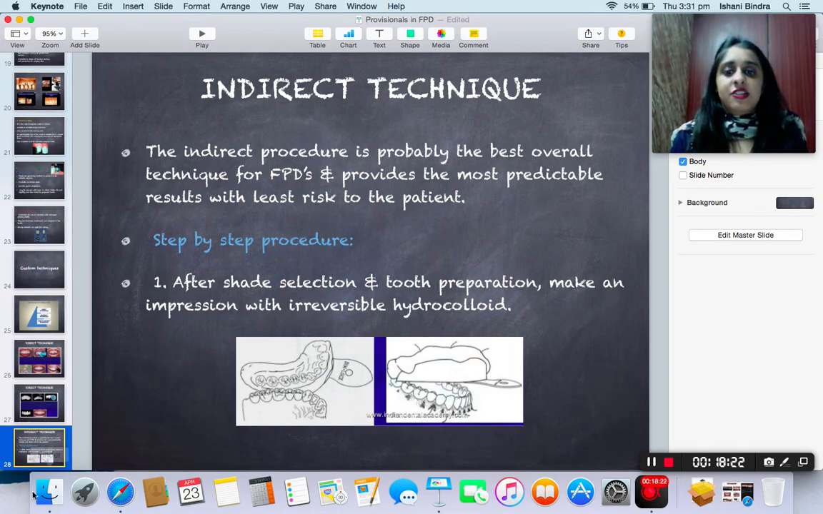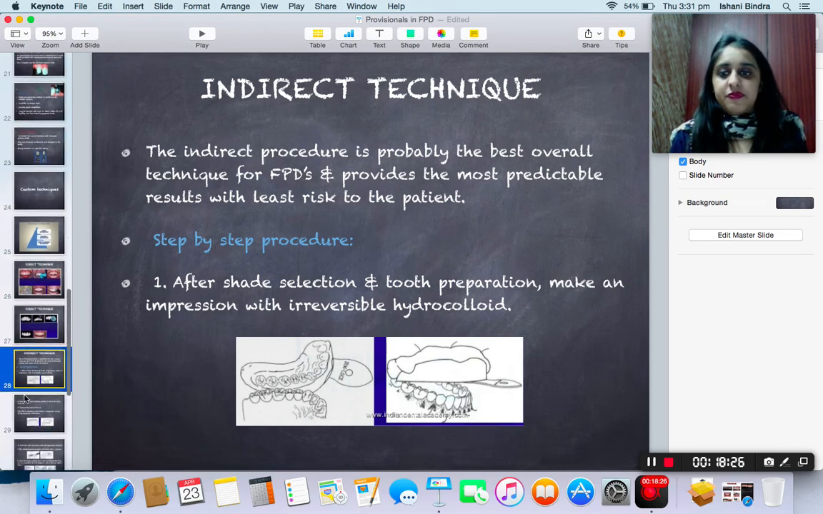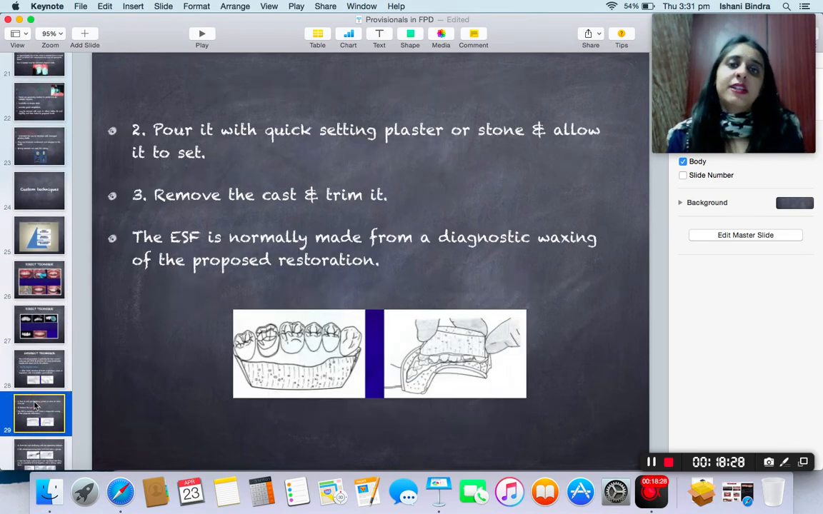After shade selection and tooth preparation, an alginate impression is made. After making the impression, we pour the impression in quick setting plaster and/or stone and allow the material to set. Once the material has set, we obtain the cast and trim it.